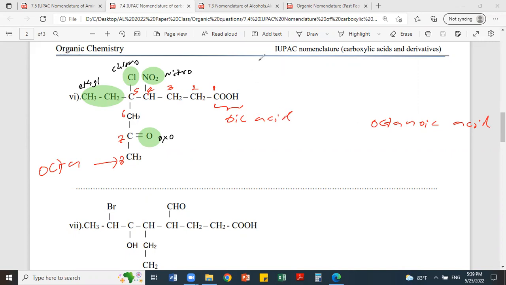What should come first here? Ethyl, chloro, nitro: alphabetical order, not the number to which they attach. So you have to consider the alphabetical order. What should come first? Chloro, right? So then it is 5-chloro. After that, what is the next in alphabetical order? Ethyl, right? 5-chloro, 5-ethyl. To the fifth carbon, there are two substituent or side groups attached, chloro and ethyl. So you can write here 5-ethyl. After that, 4-nitro. After that, 7-oxo.